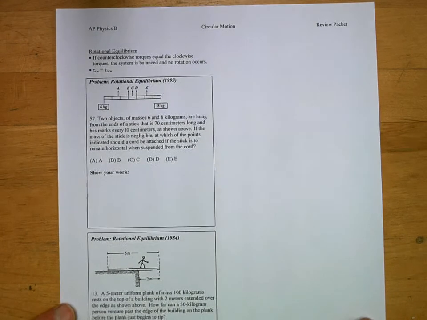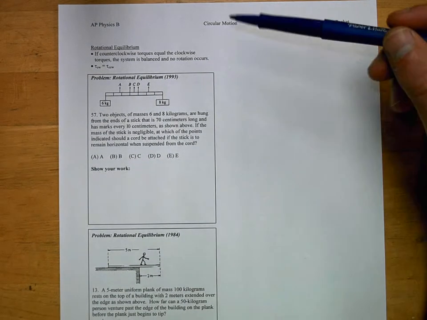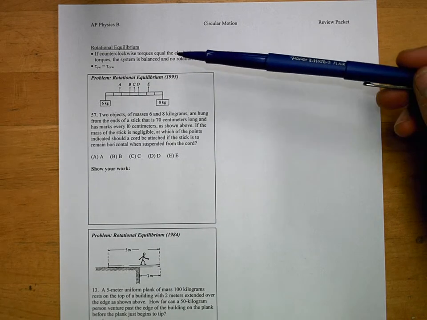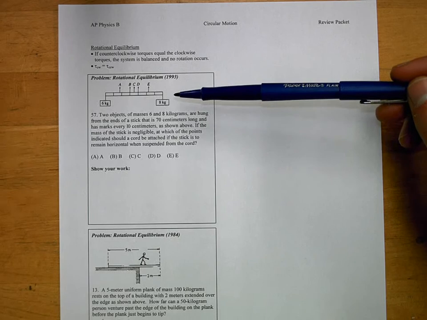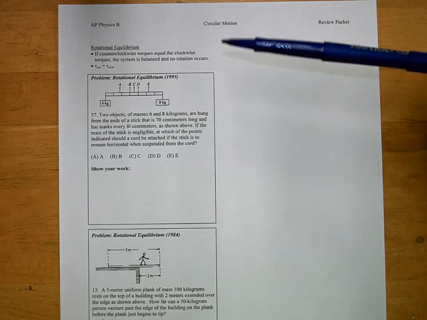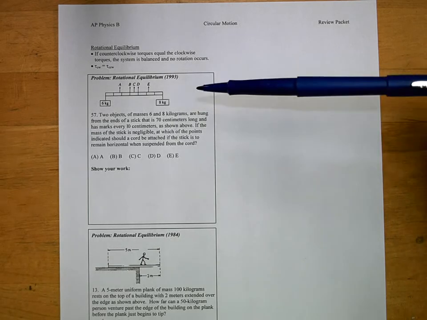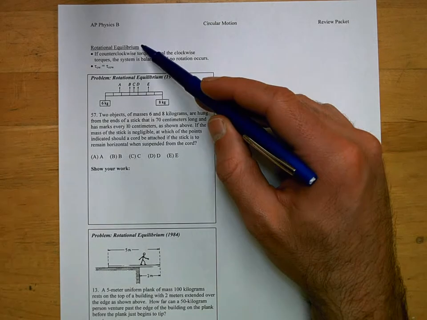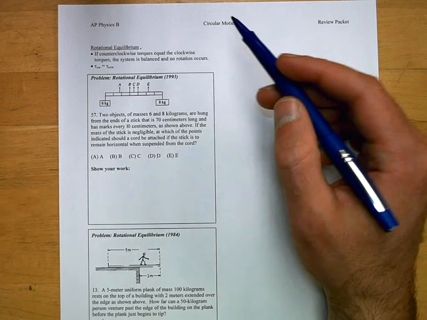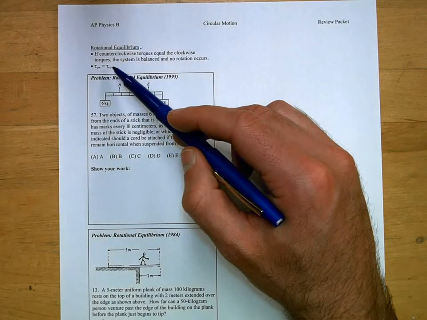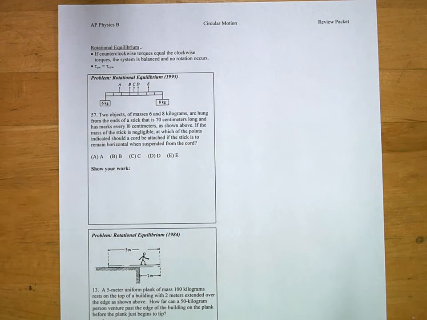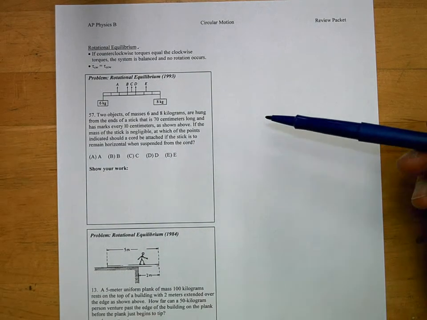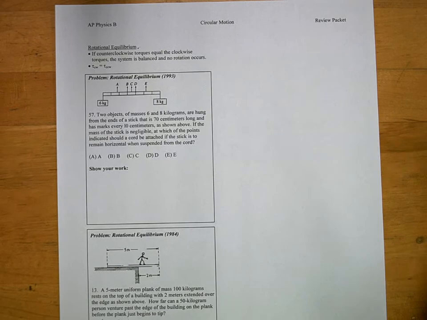Okay, now sometimes you have multiple torques. You can have, you know, as many torques as 3 or 4 or 5 in a problem. And if something is not moving, we know that it's in rotational equilibrium. And so the clockwise torques are equal to the counterclockwise torques. So here's two problems in rotational equilibrium. Give these a try, pause the video, try the problems.